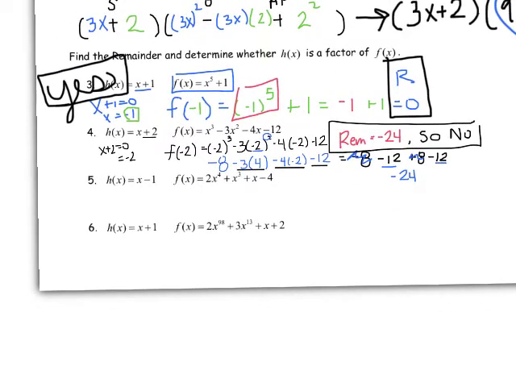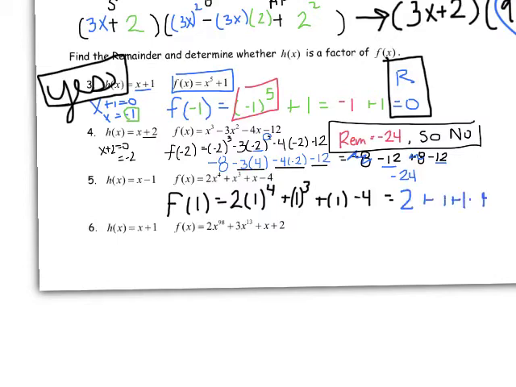So I'm going to plug in positive 1. So 2 times 1 to the 4th plus 1 to the 3rd plus 1 minus 4. So I'm going to go a little bit faster. 1 to the 4th is 1 times 2. So this is 2 plus 1 minus 4. So 2 plus 1 is 3, plus 1 is 4, minus 4 is 0. So for number 5, my remainder is 0. So yes, it is a factor.